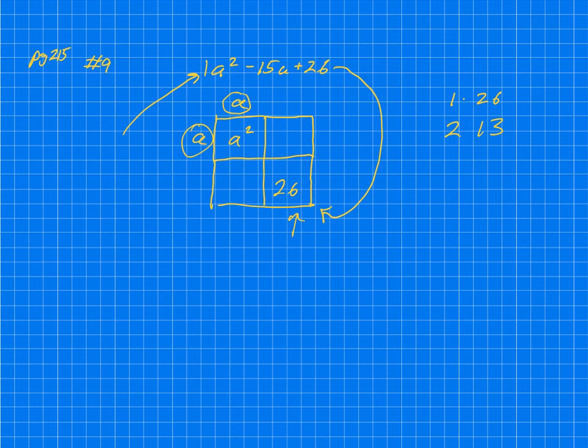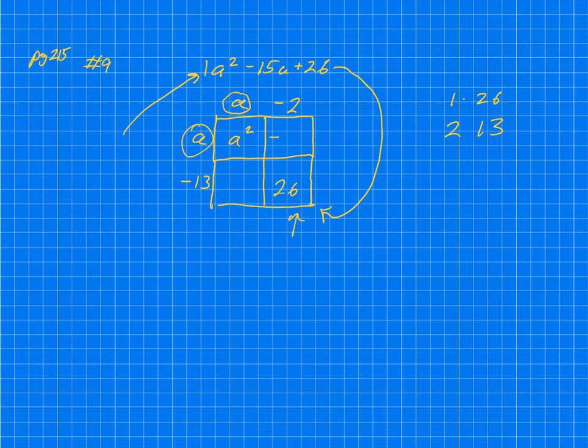So think about it for a moment. What will I need to do to the 2 and the 13 to make them add to negative 15, but still multiply to 26? Well, we're just going to have to change them both to negative signs. That way, the negative 2 times the negative 13 is going to be positive 26, but they're also going to add to negative 15.